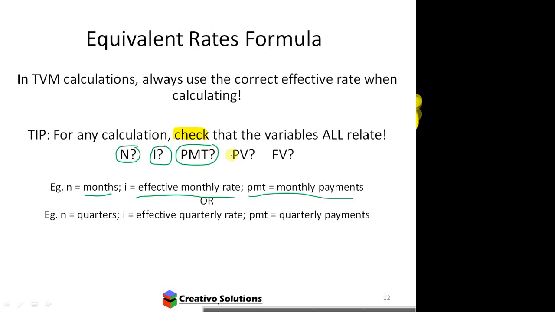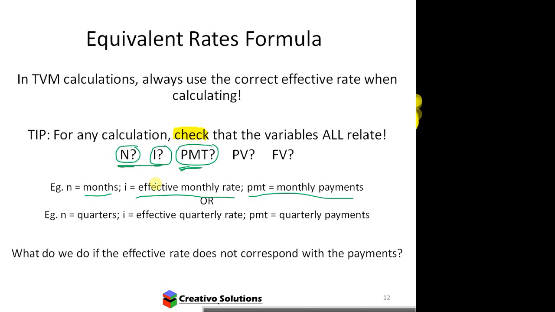Do you need to check the present value and future value? No, because there's no element of time for those two. Present value is an amount. Future value is an amount. You don't get any other consideration for rands. Rands and cents are rands and cents. So present value is present value, future value is future value. We don't need to check it. We only need to check those three, so make sure that those three relate. There's two examples: months with months with months, or quarters with quarters with quarters. You need to keep all of it the same.